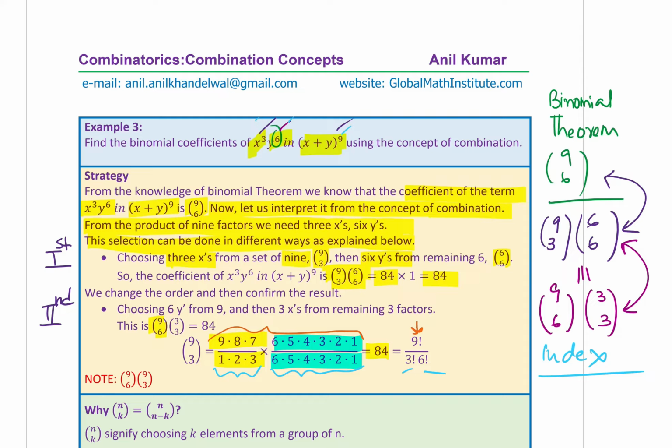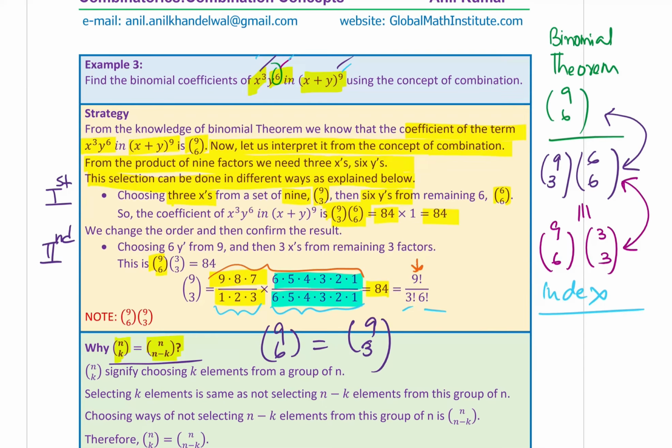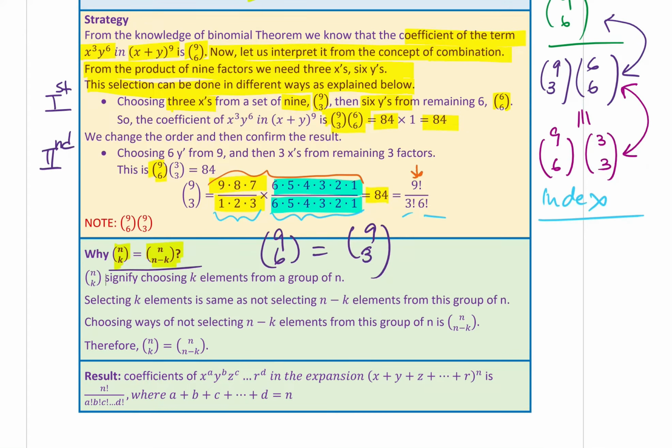You also learned here that nCk is the same as n choose n minus k, since you saw that the value of 9c6 is the same as 9c3, correct? Both are the same. So you know that is perfect. Now this also can be explained with the concept of making choices, right? Let me just say how. So I'll just explain this part here very clearly.